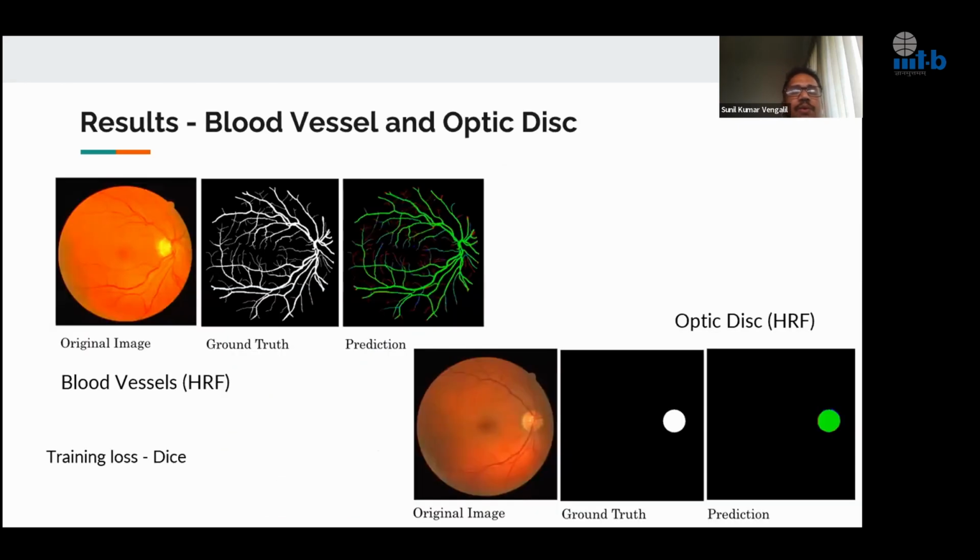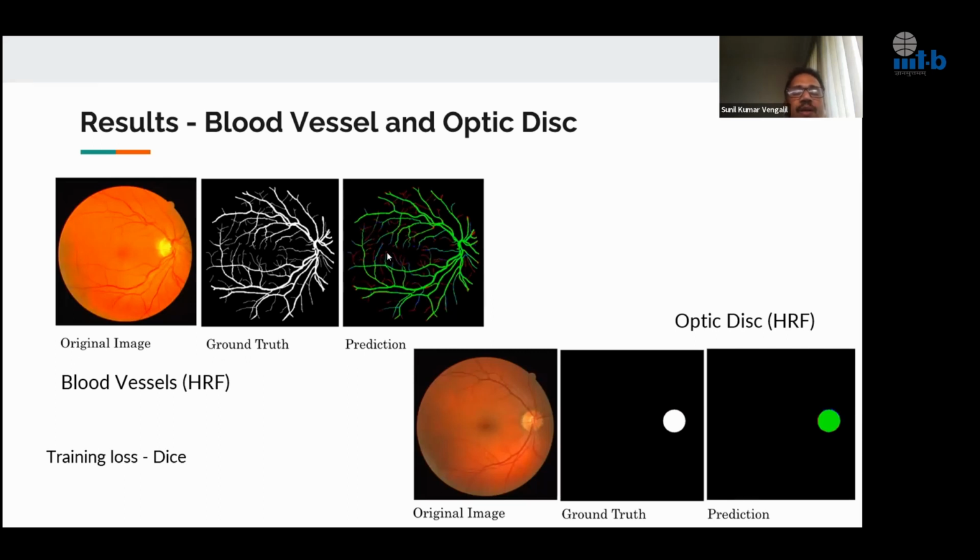Now we'll go over some of the results of these experiments. These are some of the results on high resolution fundus images, HRF images. What you see in green in the top row, the third image, is the prediction for the blood vessels, and the middle one is the ground truth. All the green pixels here are the correctly predicted blood vessel pixels, whereas the small red spots that you see here are the missed ones.